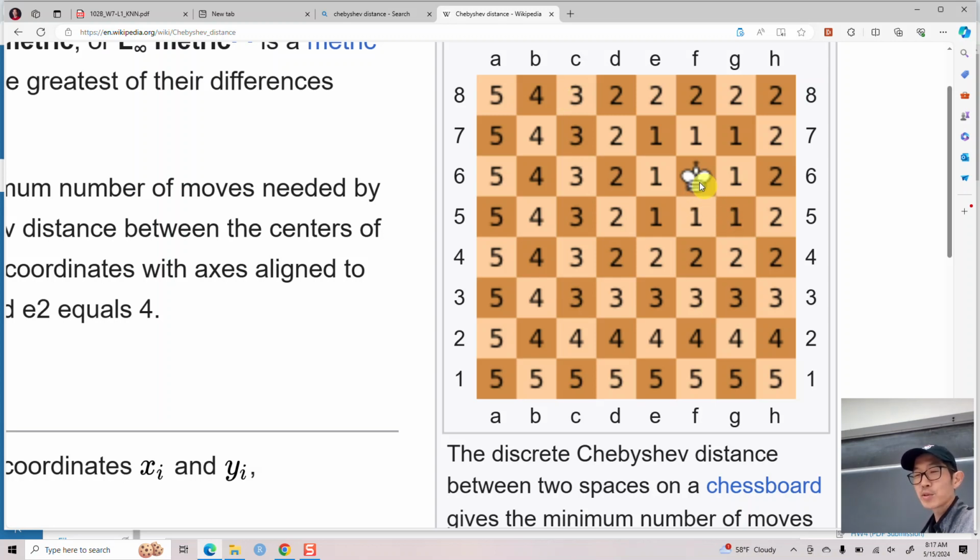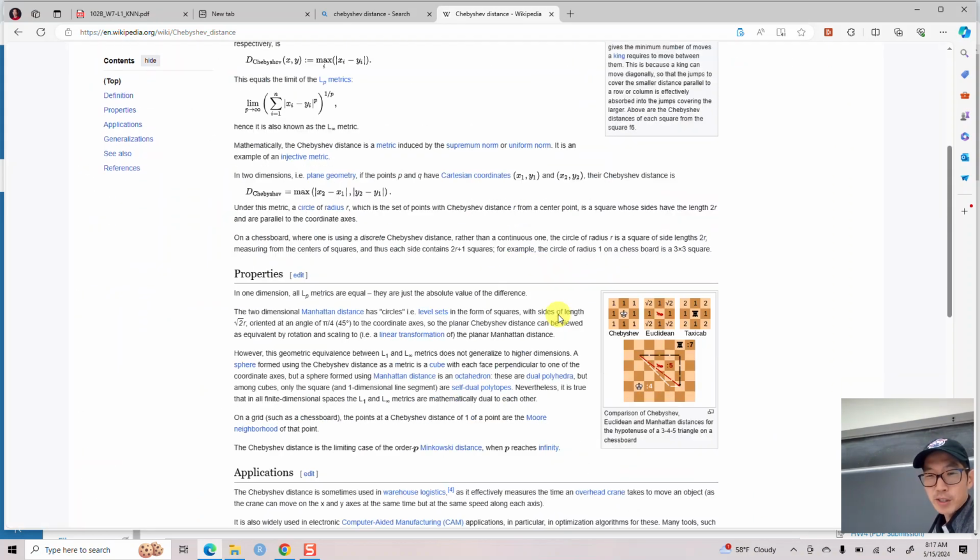Even though, so Euclidean, this distance from here to here would be like 1.41, square root of 2. And then this would be more than that, 2 squared plus 2 squared, so 2 root 2. So things like that. But Chebyshev, basically going straight versus going diagonal is going to be the same.